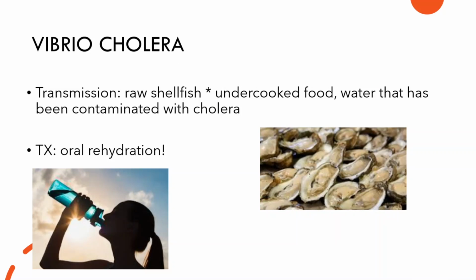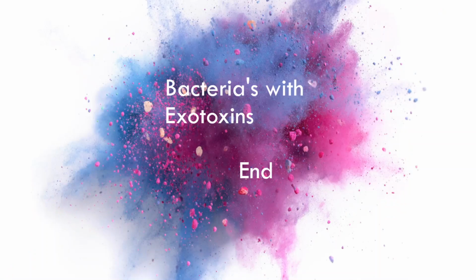So Vibrio cholera, the transmission is raw shellfish, undercooked food, and water that has been contaminated with cholera. And we treat with oral rehydration. And that's the end of your three exotoxins that increase fluid secretion.